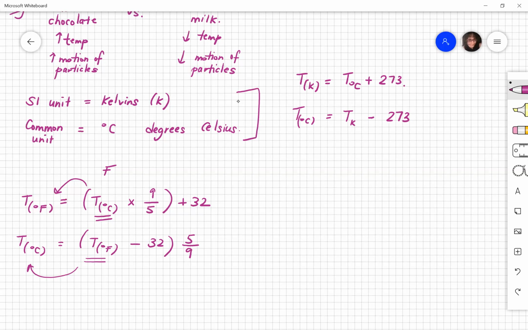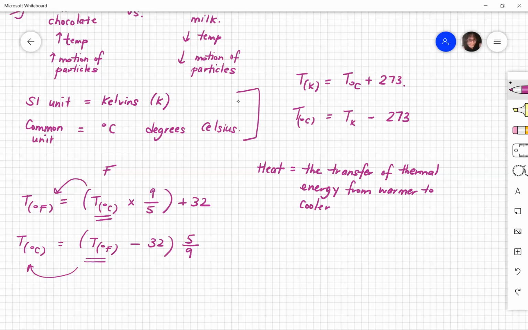Okay? Now, when we think about the word heat, and then we'll get to specific heat capacity, remember that heat is the transfer of thermal energy from warmer to cooler. Therefore, you may have experienced this on a cold day, like the current weather we have. When we feel that something is hot, it's because the object is warmer than our hand. Likewise, if we feel cold, we start to rub our fingers or our hands together to generate heat, therefore to make us feel warmer and to increase the temperature.